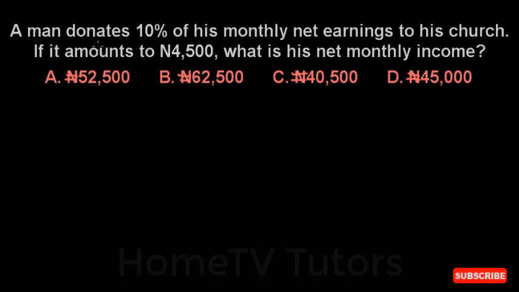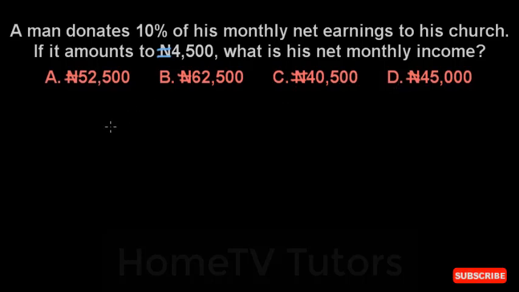A man donates 10% of his monthly net earnings to his church. If it amounts to 4,500 naira, what is his net monthly income? These are the answer options A, B, C, and D.